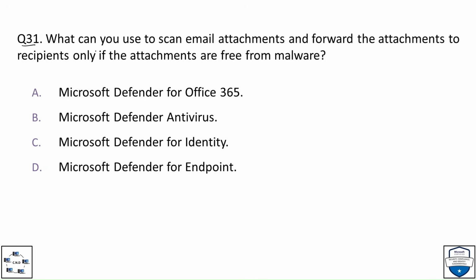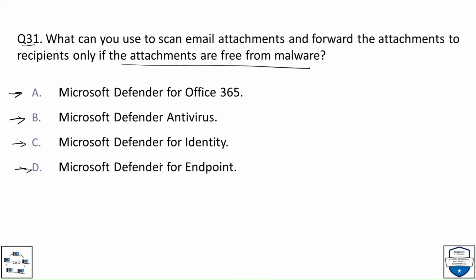Question number 31. What can you use to scan email attachments and forward the attachments to recipients only if the attachments are free from malware? And the options are option A, Microsoft Defender for Office 365. Option B, Microsoft Defender Antivirus. Option C, Microsoft Defender for Identity. And option D, Microsoft Defender for Endpoint.